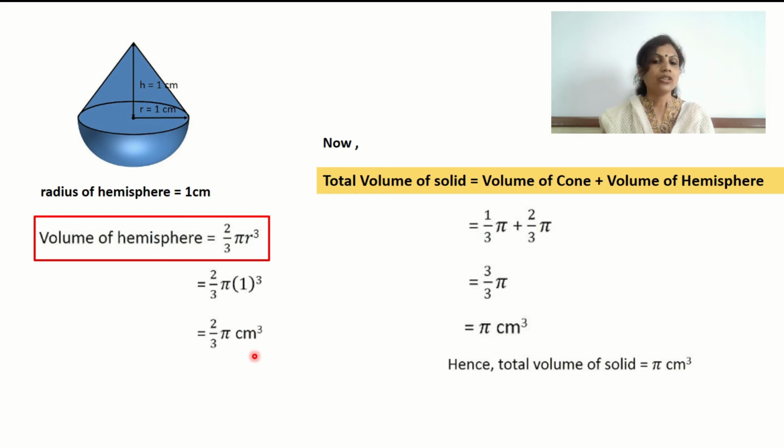Okay, so the total volume of the solid is equal to volume of cone plus volume of hemisphere. We have calculated both the values. Let's substitute that. 1 by 3 pi plus 2 by 3 pi. Since the denominator is same, we'll add the numerator. It's 3 by 3 pi, 3 cancel, so pi centimeter cube. Therefore, the total volume of the solid is pi centimeter cube.